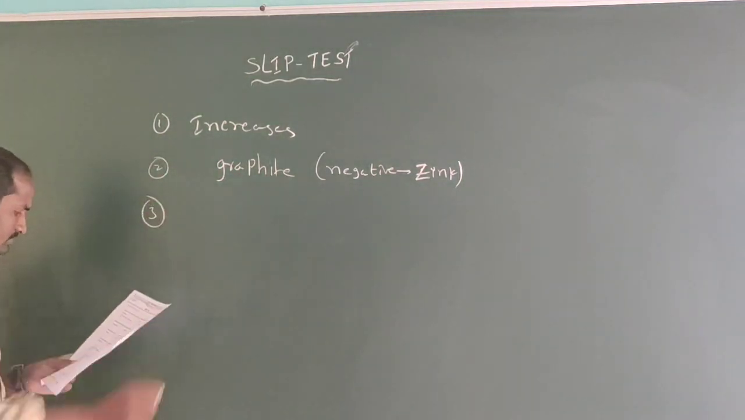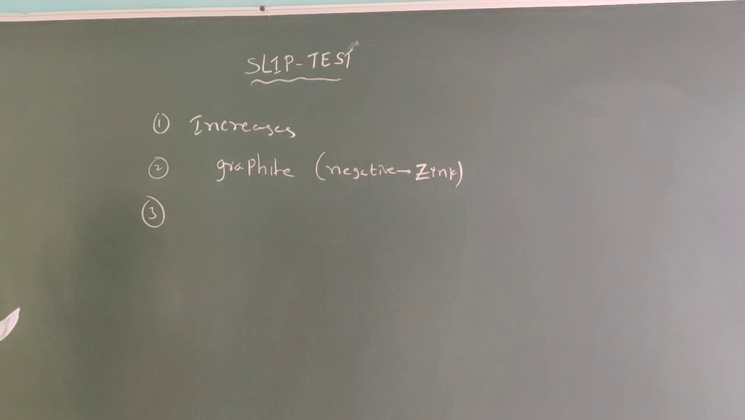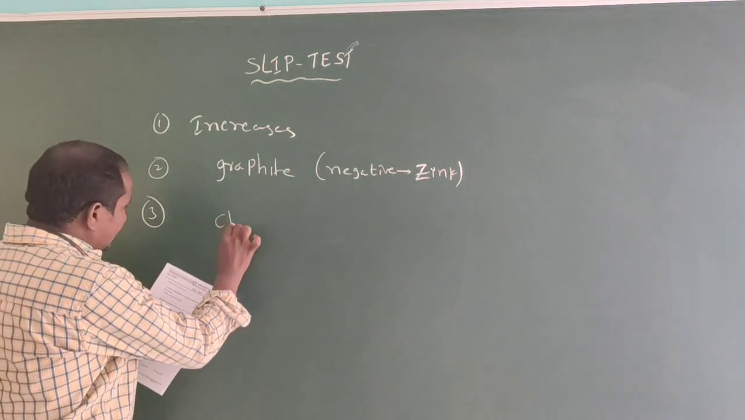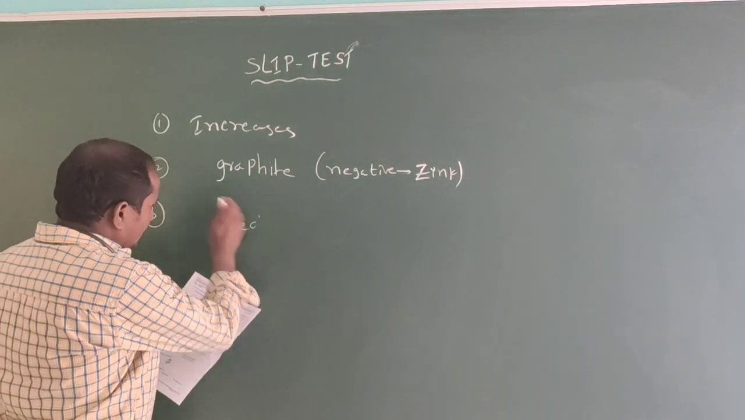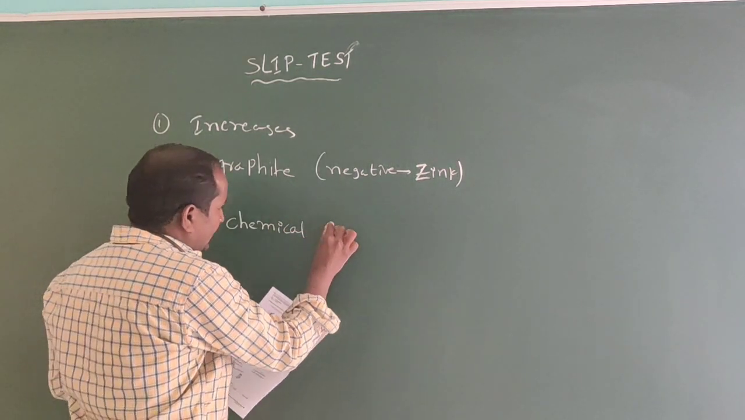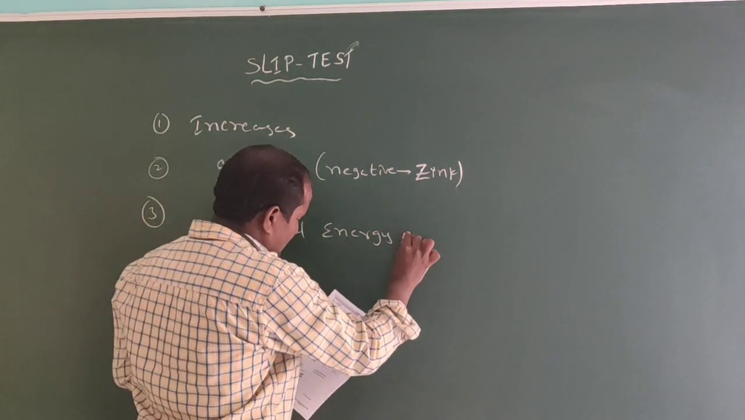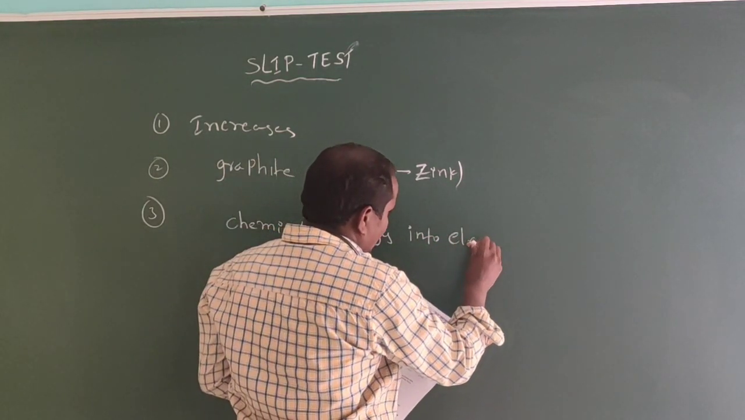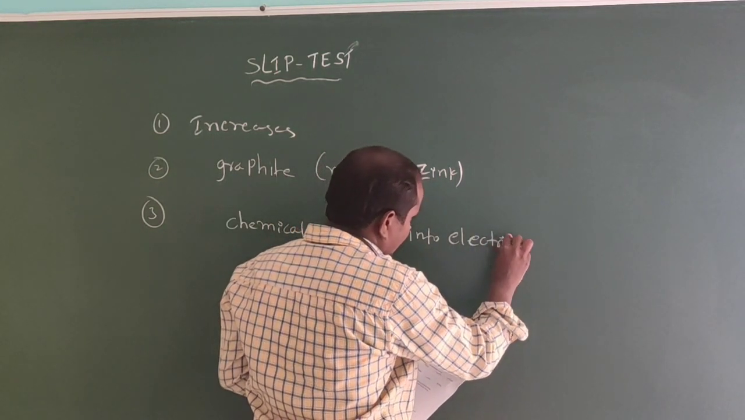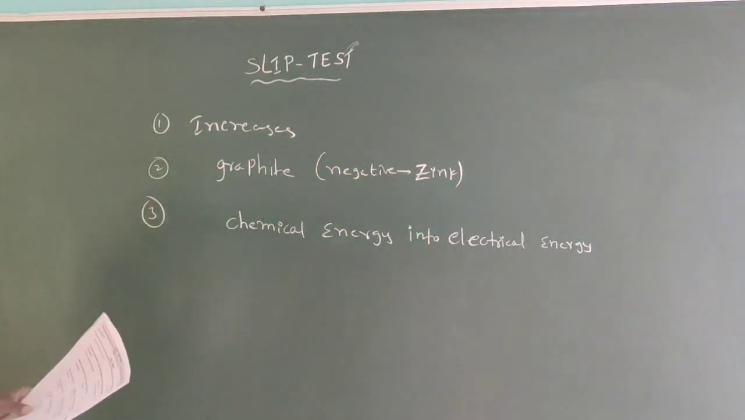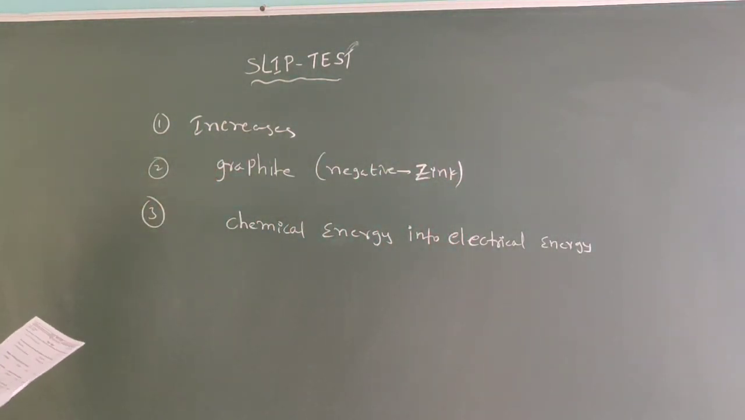Next, third one. Dry cell converts dash energy into electrical energy. So dry cell converts chemical energy into electrical energy. Chemical energy into electrical energy.